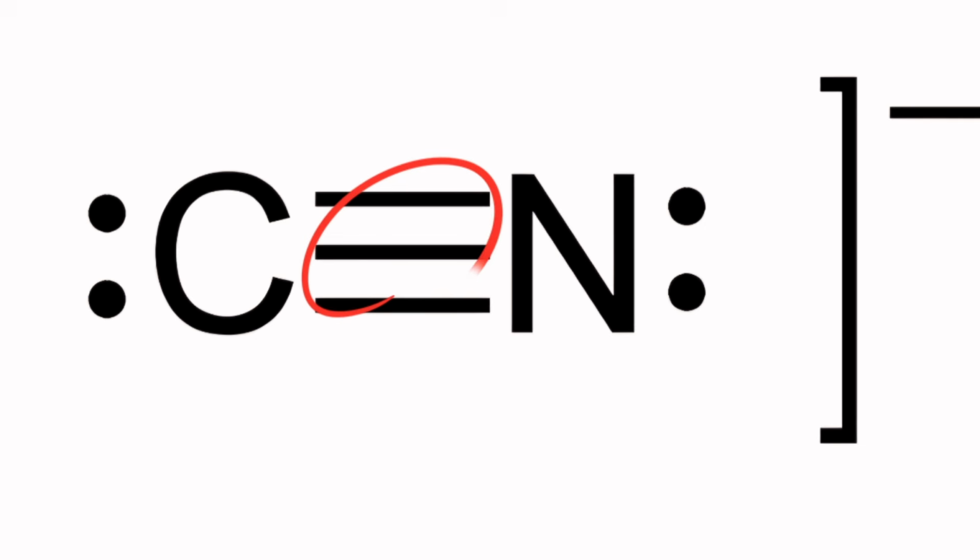Because of this triple bond, the molecule is linear and very stable internally. But what makes cyanide dangerous is not the bond between carbon and nitrogen. It's how this molecule interacts with the metals inside your body.